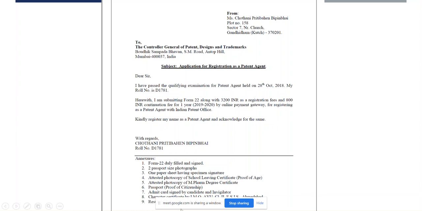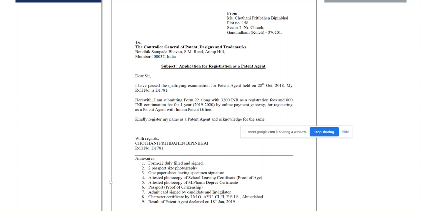Then what are the annexures you have to upload with this form. One is Form 22, then passport size photographs, then your signature on plain paper, then proof of age, proof of your educational qualification, proof of citizenship, then the admit card, signed admit card, then the character certificate and the result of your exam.